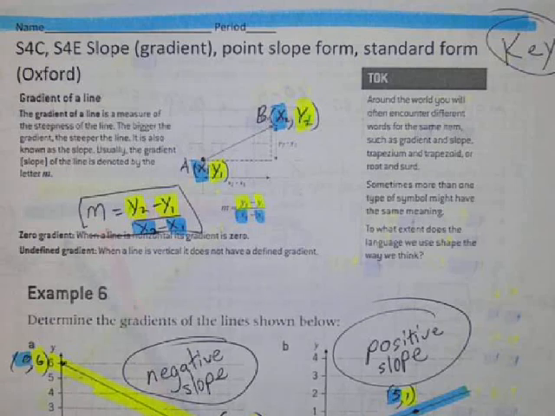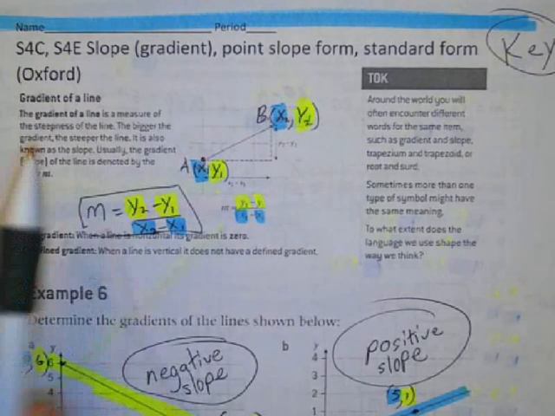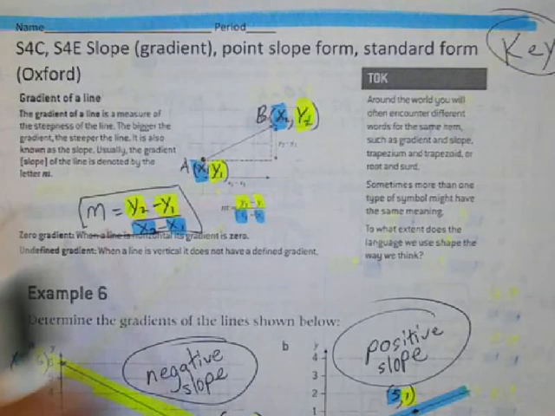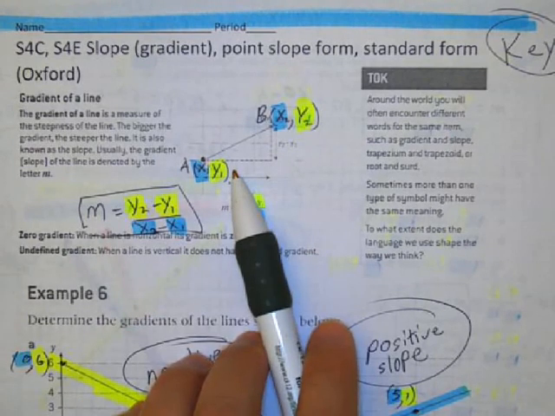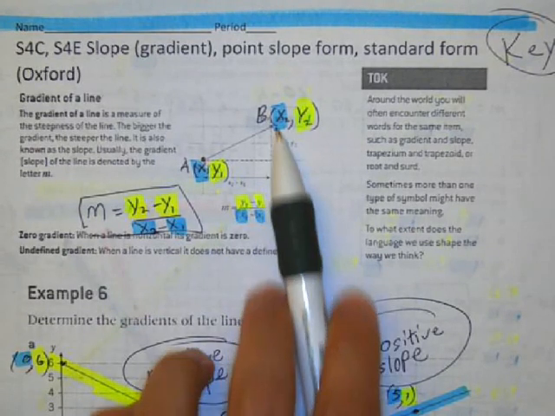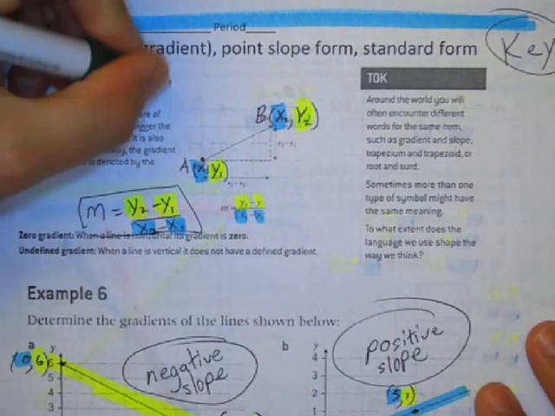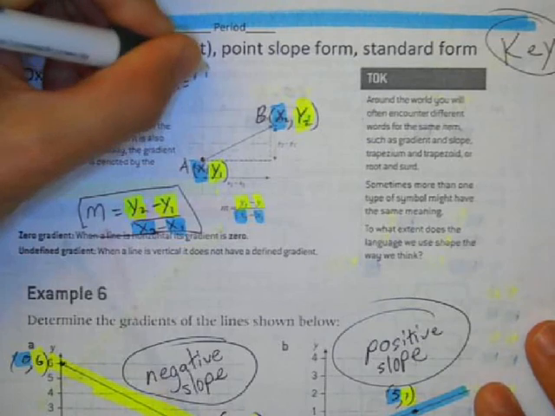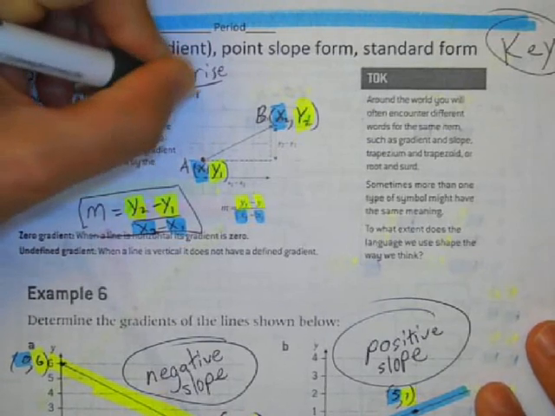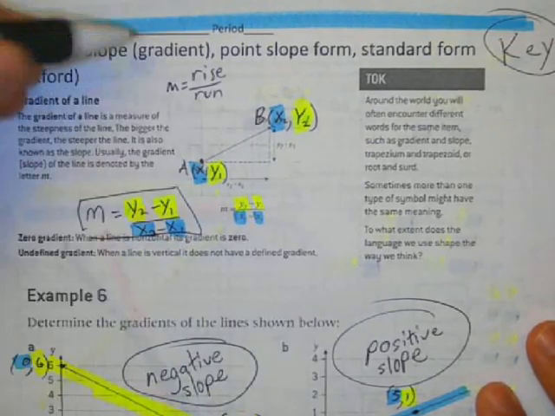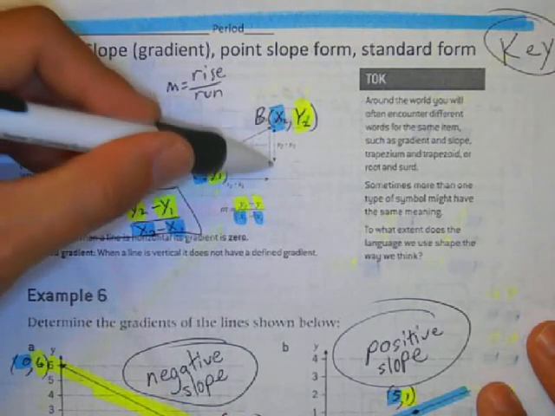All right, here we go. We're going to talk about slope. So when we're trying to calculate slope, we need to figure out the change in the y over the change in the run. So you may have heard it as rise over run. So rise is the up and down, run is the left and right.